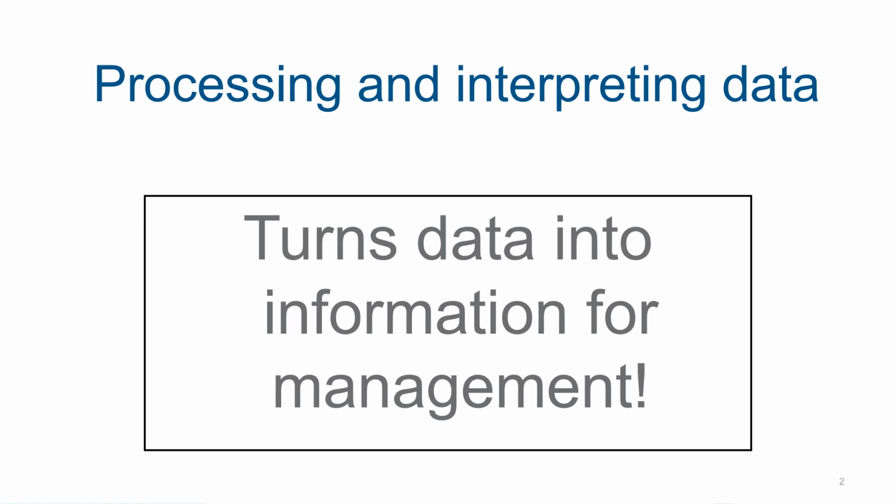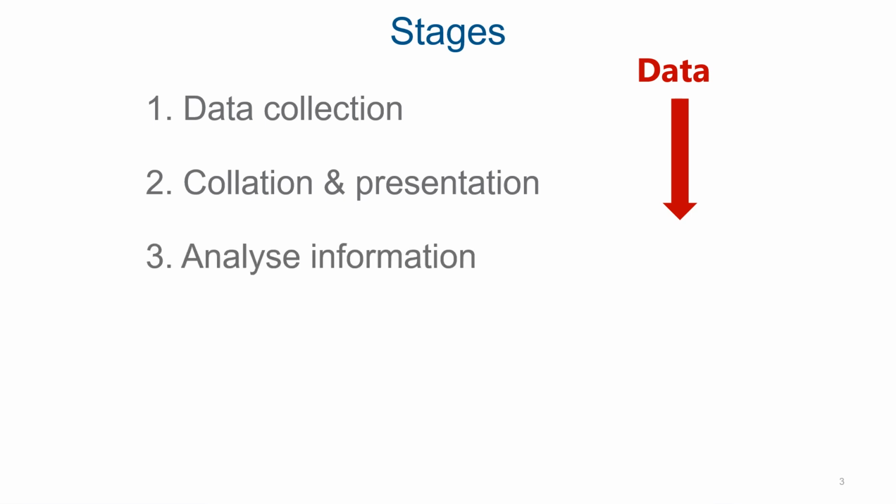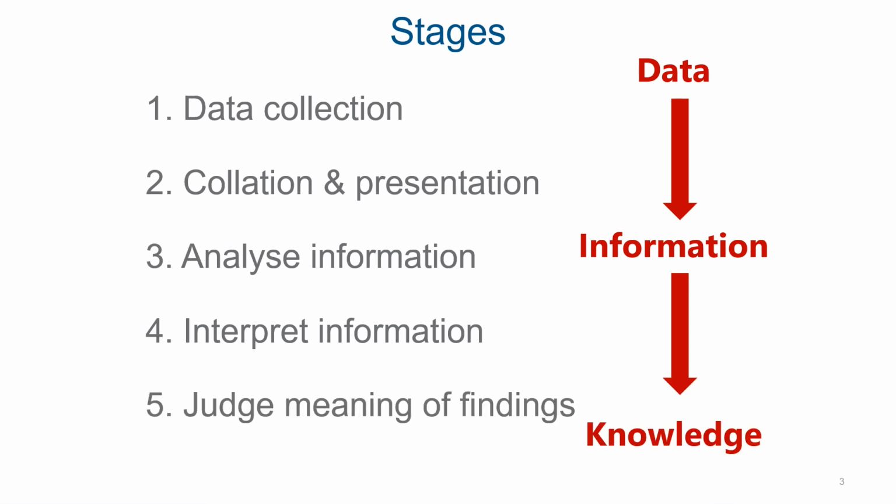Data analysis is around turning data into information for management and for external stakeholders that might require the information that we are providing. What are the stages? Well, firstly, start with data collection. We then collate and present, analyze, interpret, and judge. So we can say it moves from data to information to knowledge.